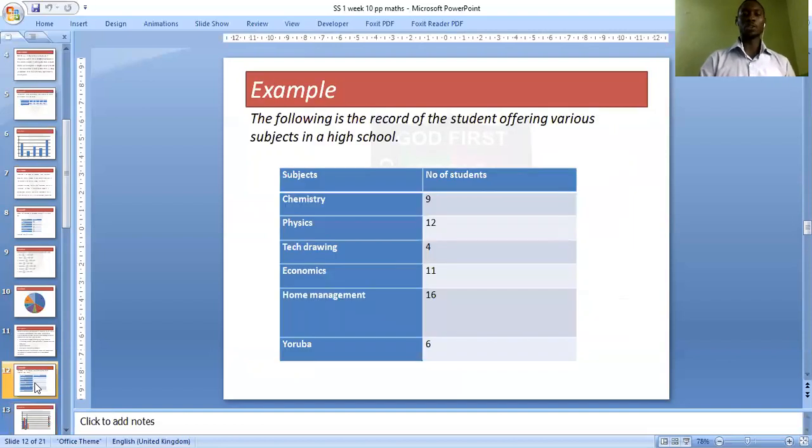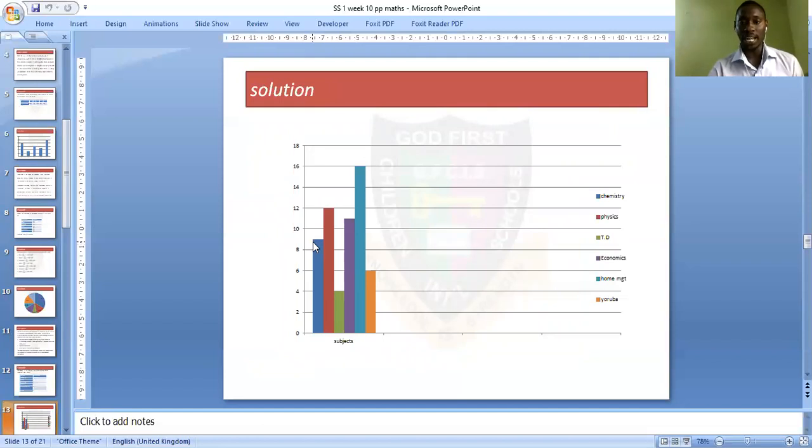But take note: chemistry, the first one, is 9, physics is 12, technical drawing is 4, economics is 11, home management is the highest, it is 16, and Yoruba is 6. They are represented by bars, but there are no gaps in between them. Your histogram would just have to be bigger than this. The size of the bars has to have equal width, but there is no space in between them.